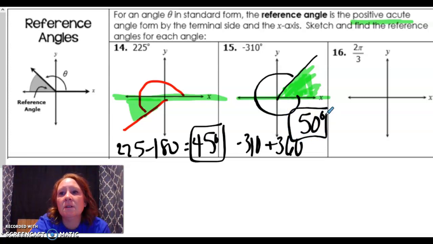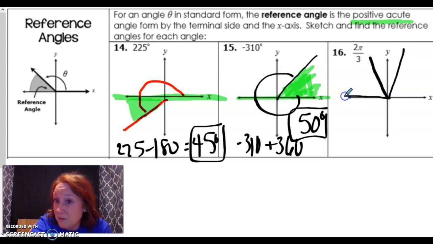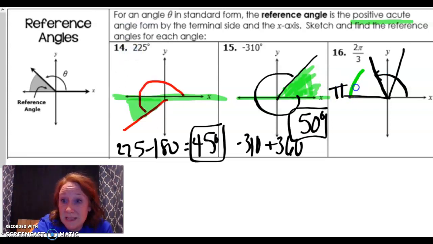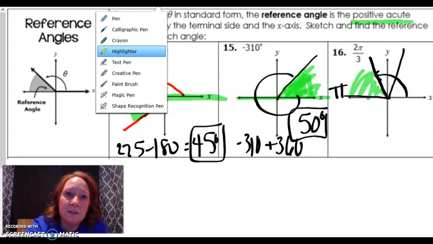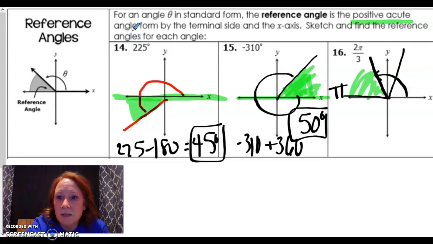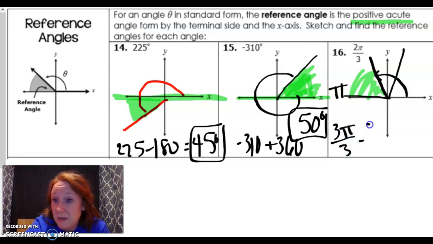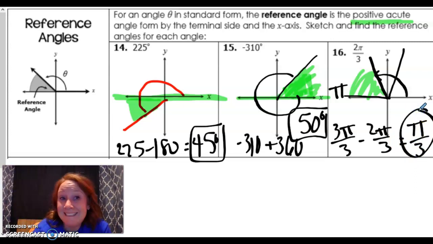Ooh, this one, 2 pi over 3. So let's see. 1 pi over 3, 2 pi over 3, 3 pi over 3. So 2 pi over 3 is about right here, because I know that this is pi, so I just split that into thirds. If that's the case, then I want this angle right here. So that's a pi over 3. And that is going to be super helpful to us. Again, we're going to practice this so much. So 3 pi over 3 minus 2 pi over 3, because this is pi, so 1 pi is 3 pi over 3. So my reference angle is going to be pi over 3, and that will help us a ton later.